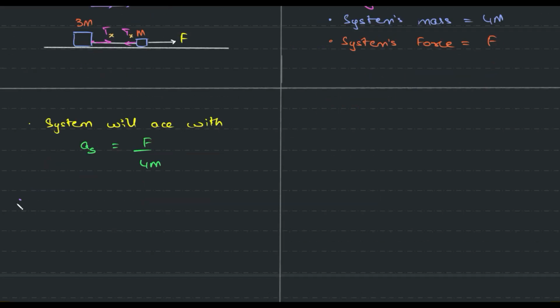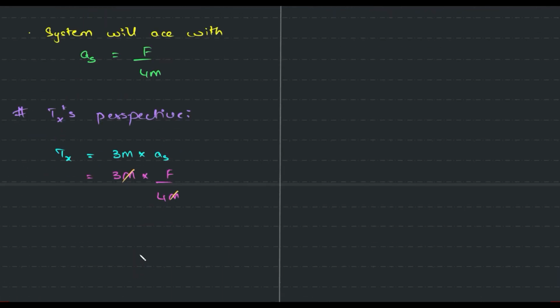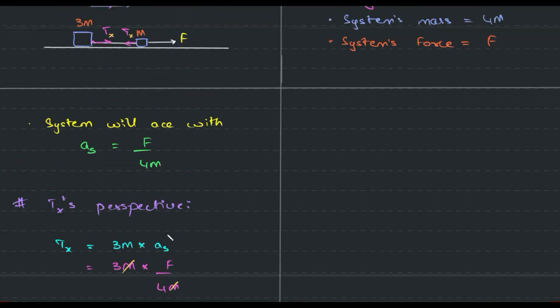We'll be able to figure out Tx from this perspective. So Tx is equal to mass into acceleration. The mass is 3m, and the acceleration is F by 4m. So the 4m and 3m partially cancel, and you have the tension to be 3/4 of F. It's commonsensical, but still, this is how you calculate.